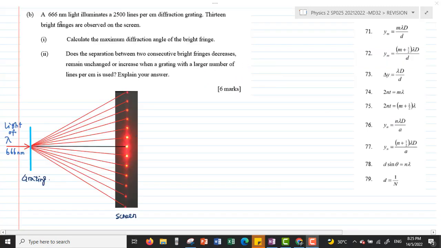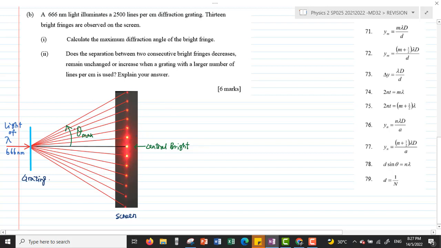Class, 7b. We are given a 666 nanometer light illuminating a 2500 lines per centimeter diffraction grating. Then we observe 13 bright fringes on the screen. For the diffraction pattern, at the center we must have a central bright, and on either side of the central bright we form a series of bright dots. Question 1: we want to calculate the maximum diffraction angle, theta maximum, of the bright fringes.